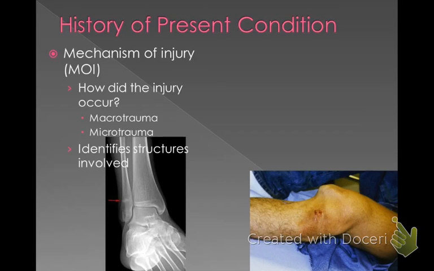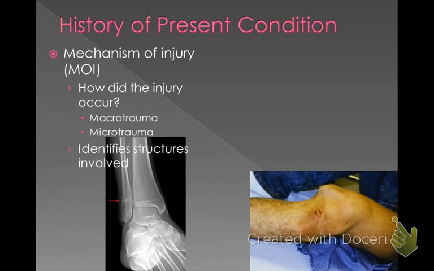And so let's take a few examples. If a patient sprains their ankle, right, most times they roll their ankle inward. The mechanism of injury in lay terms would be, I rolled my ankle inward. The mechanism of injury for us healthcare professionals will be plantar flexion and inversion, right?